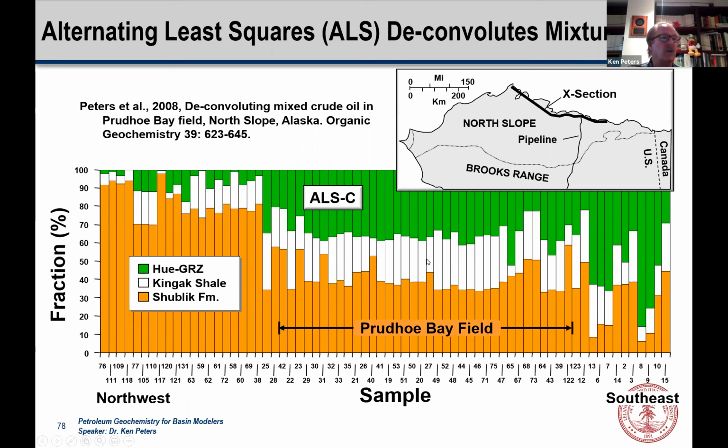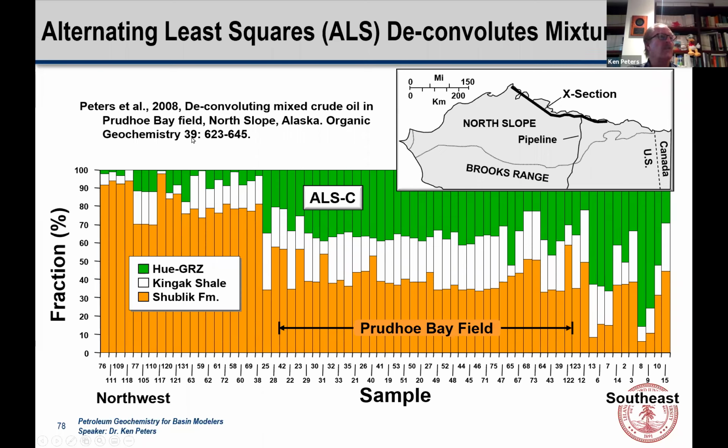We can deconvolute mixtures of 3, or 2, or 4 if you want. But here we're deconvoluting 3, and you can see the Kingak shale is sort of a bystander. It's not doing the big mixing here. It's the Shublik mixed with the Hue gamma ray zone. Shublik is dominantly a carbonate source. Hue gamma ray zone is more of a shaly source of different age.